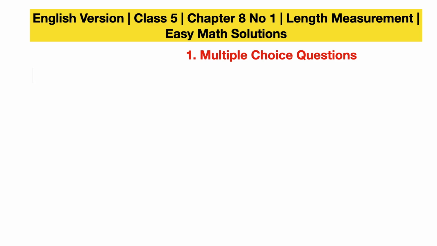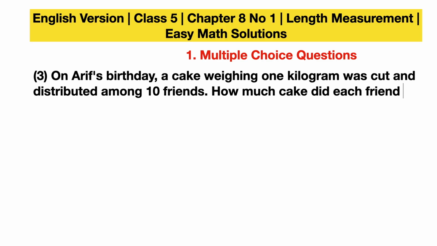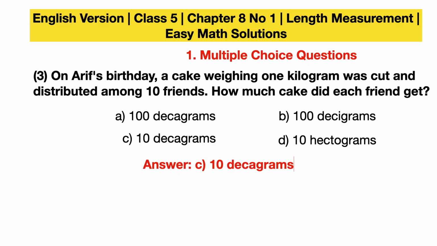And number 3, Arif's birthday cake weighing 1 kilogram will be cut and distributed among 10 friends. How much cake does each get? The options are 100 decigrams, 100 decagrams, 10 decagrams, and 10 hectograms. So it means 10 decagrams.